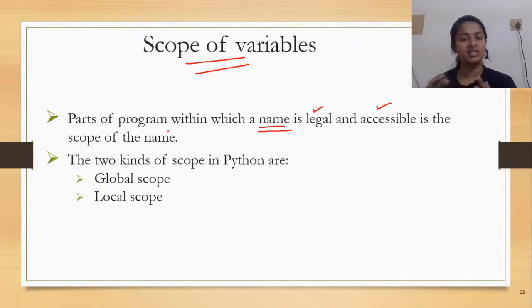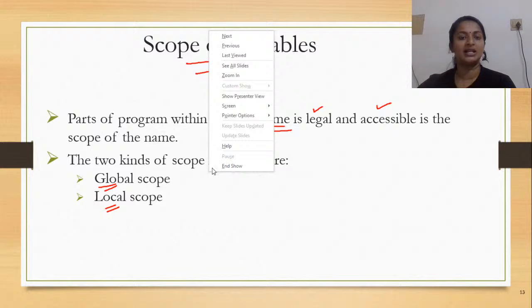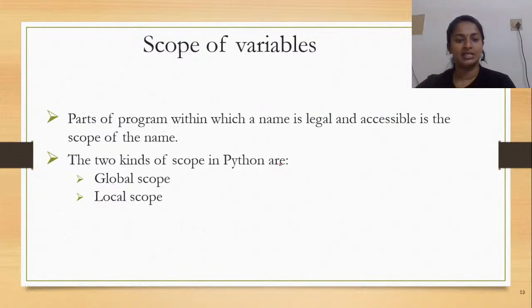So what does scope define? It defines where all a name or a variable's usage is possible, where all it can be accessed or used. The two kinds of scope in Python are global scope and local scope. The literal meaning of the words global and local is the same thing that carries over when you consider the scope of variables in the language Python too. Now, let's see them in detail.